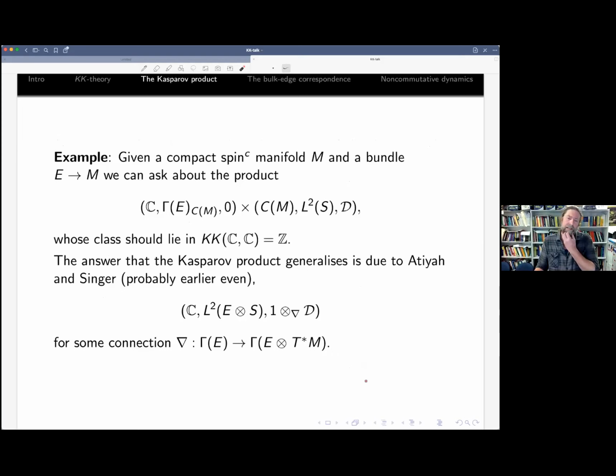So here's some of our examples back. I have a compact spin manifold and I have a complex bundle on M, and we can talk about this product here because we have both classes. And the class should lie in KK of the complex numbers twice, and that's the integers. So I don't know who originally wrote this down. It's an old geometric construction of how to write down an operator on the tensor product of these bundles. I'll describe what this is on the next page. But it does rely on an additional piece of data, which is a connection in the classical differential geometry sense.